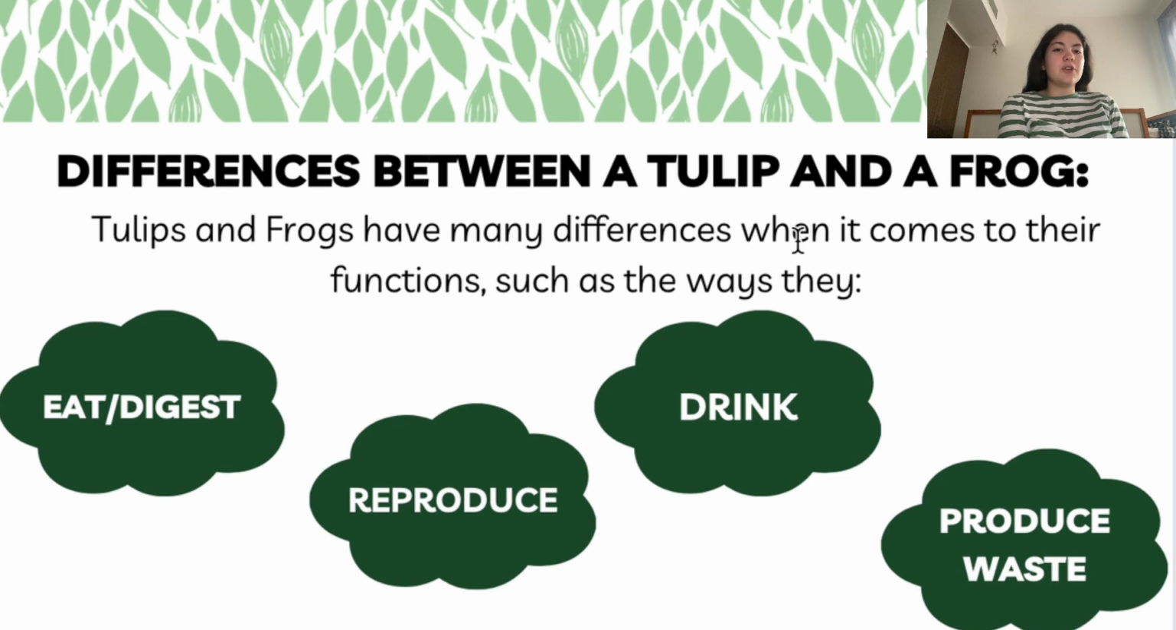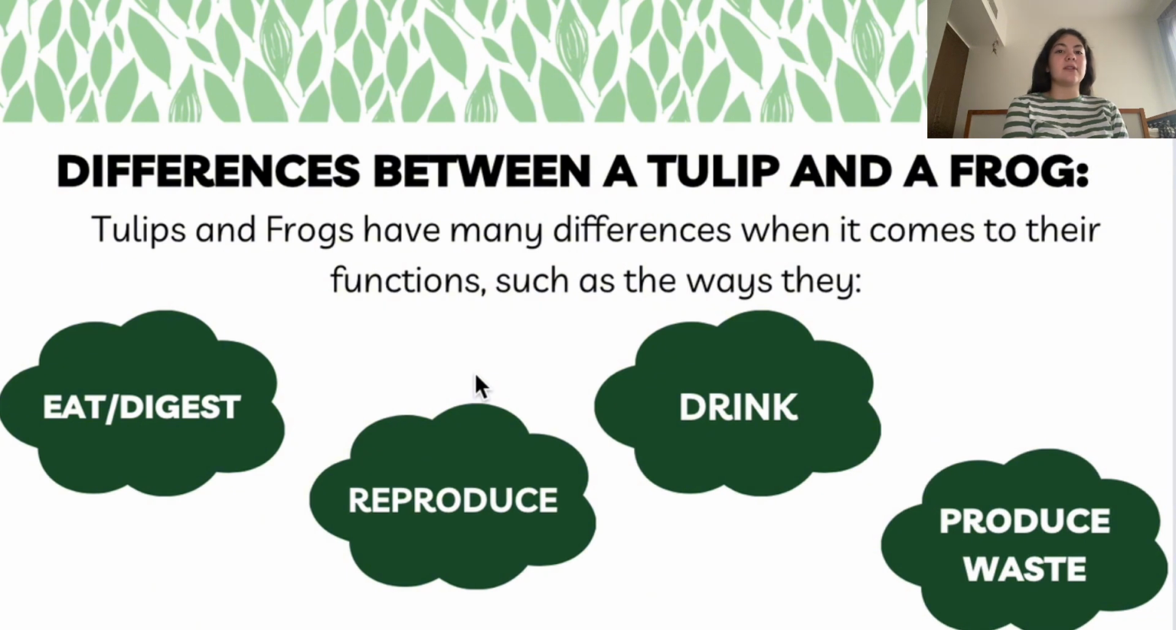Differences between a tulip and a frog. Even though they're both alive, tulips and frogs have many differences when it comes to their functions, such as the way they eat, digest, reproduce, drink, and produce waste. For example, tulips make their own food using sunlight, photosynthesis, while frogs need to eat things like bugs to stay full.